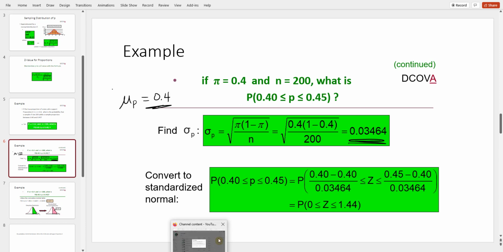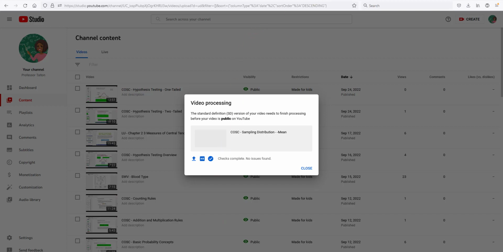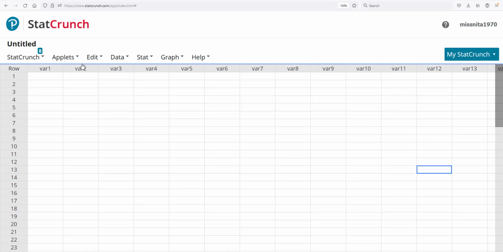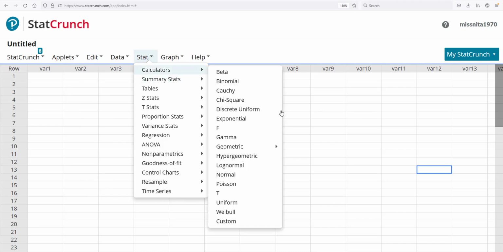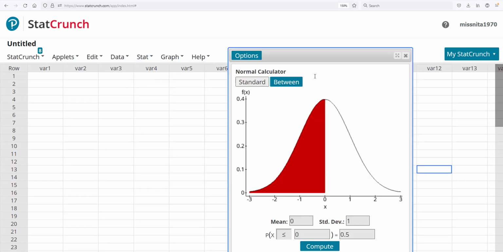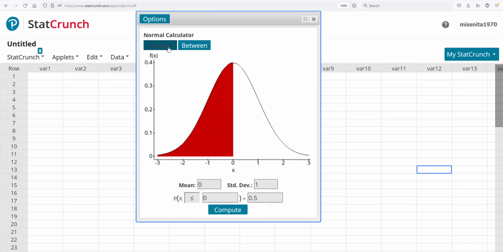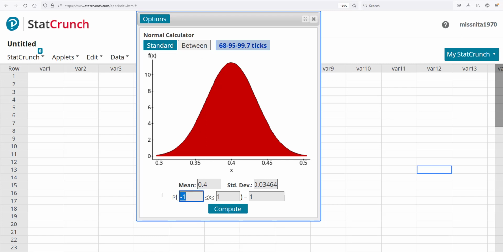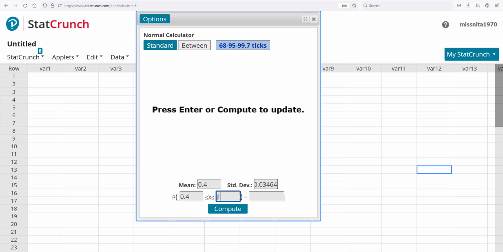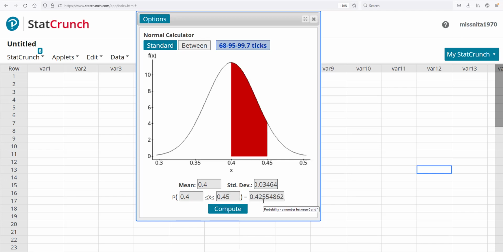So let's go ahead and use StatCrunch. I'm going to go to calculators, normal, and we know our mean is 0.4 and our standard deviation is 0.03464, and we want between, so let me click between, with 0.4 to 0.45. Hit compute and we get 0.4255.